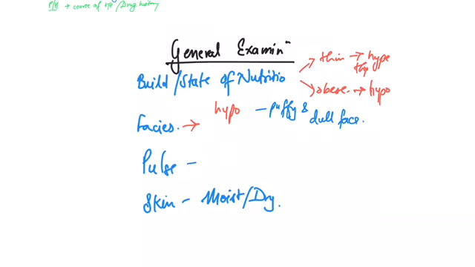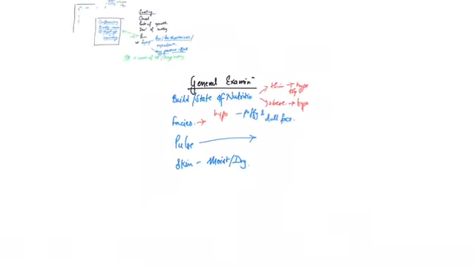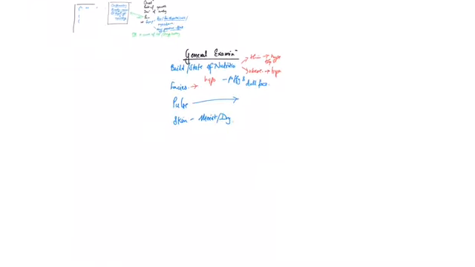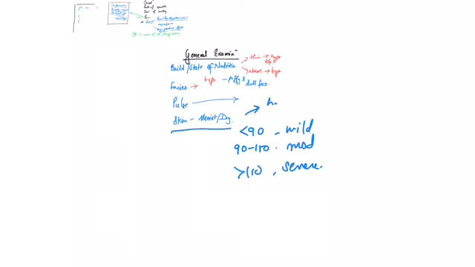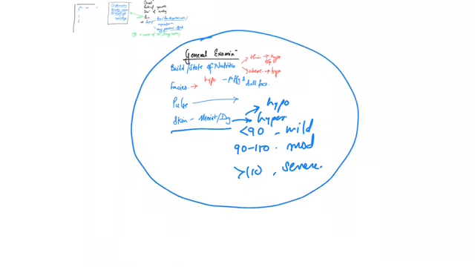Talking about the pulse rate, if it's less than 90, or 90 to 110, or greater than 110, we can say it's mild, moderate or severe thyrotoxicosis. Similarly, skin, whether it's moist or dry: if it's moist, you should suspect hyperthyroidism, and if it's dry, you should suspect hypothyroidism. So those are the important points that you should know in the general examination. Let's proceed towards the local examination, the inspection and palpation of the swelling.